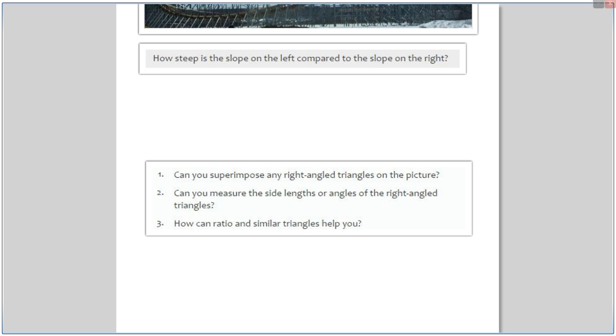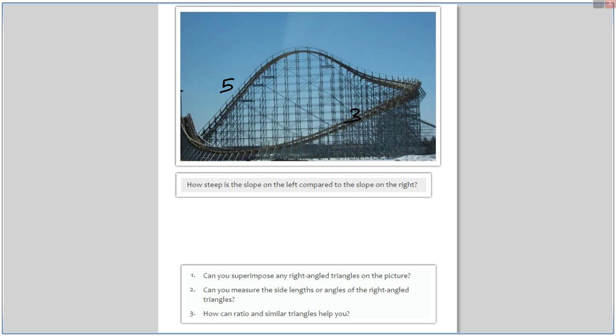Question, can you superimpose any right-angled triangles on the picture? Could we get a triangle in there with a right angle? What would it look like? Maybe from the top, draw straight down, then you have a right angle, and then straight across. And then what we could do here is approximate this distance with this hypotenuse. But more importantly, what we can get is a measure of the rise and the run. And that's all this is. It's a right angle triangle.